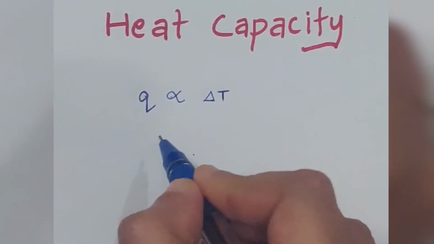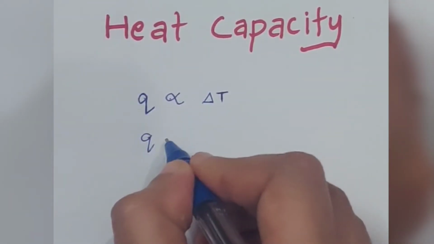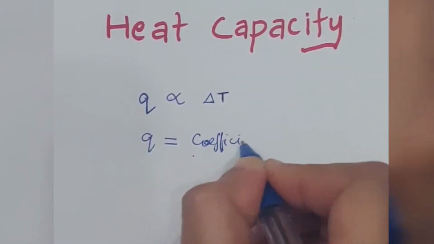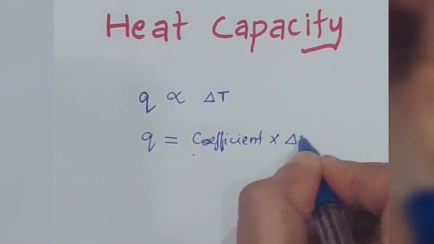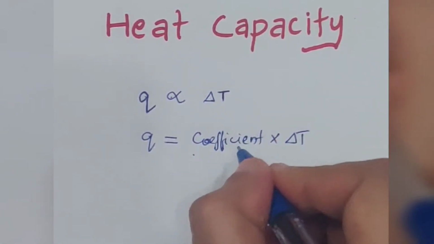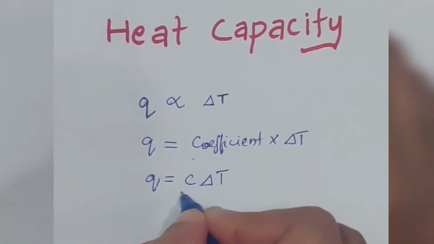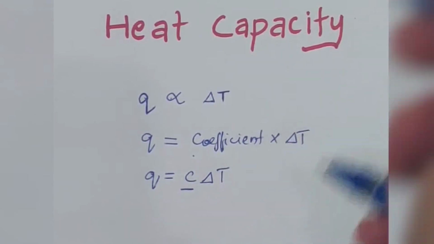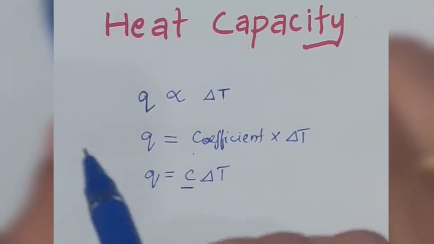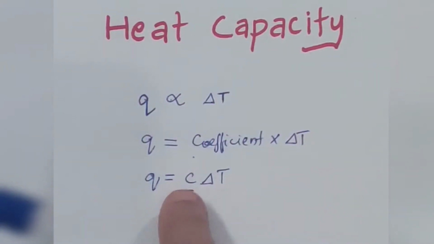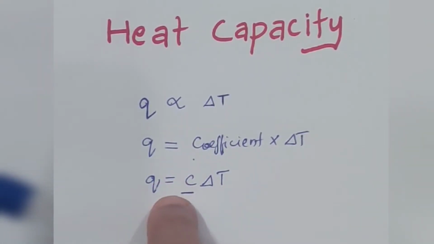To remove the proportionality sign, we use a coefficient, so Q is equal to C into delta T. The magnitude of this coefficient C depends on the size, composition and nature of the system. This C is the heat capacity.